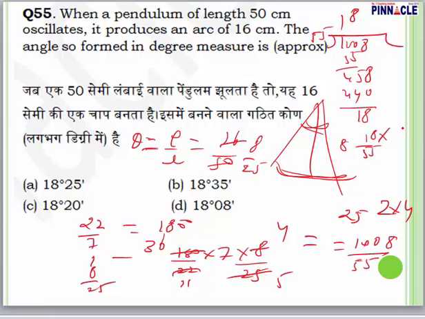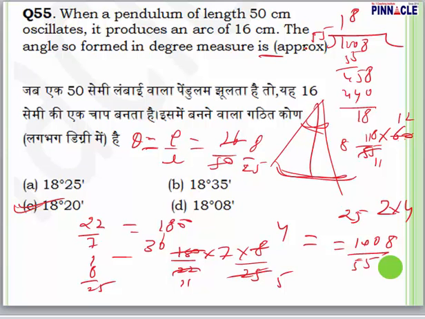18 by 55, but we have to convert it into minutes. It will be little more than 18, because 18 into 60 divided by 55. 65 from 55 is less than 65. It means it will be more than 18, and that is near about this. So C should be the answer. We have done approximation, because we have to find it in approximation.